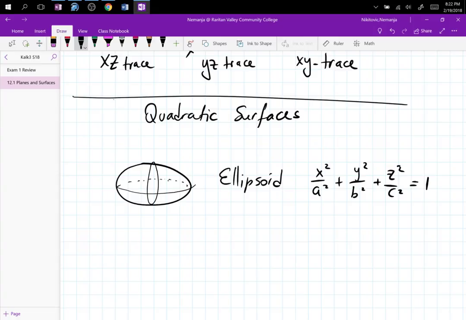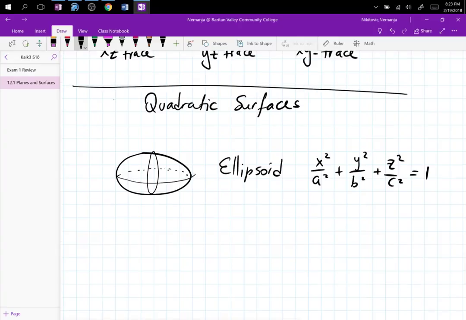Anytime you cut with a trace, if you're not cutting with the basic planes x equals 0, y equals 0, z equals 0, you are cutting with z equals 10 or y equals 10. It doesn't matter. There are still going to be ellipses, no matter where you cut. It's an ellipsoid. Any cut on it is an ellipse. And that is preserved in the equation.